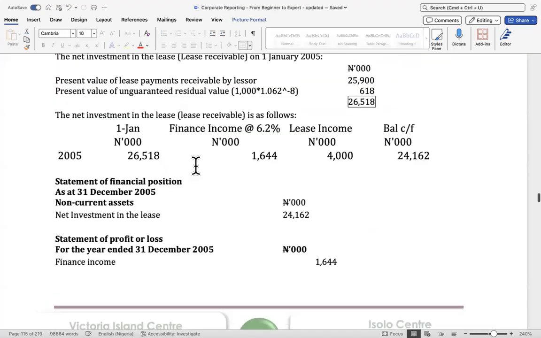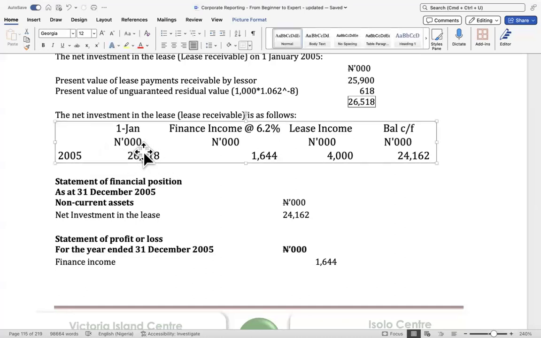So don't bother doing it for the 8 years. At the end of 2005, the lease receivable, or the net investment in the lease at the beginning, is 26,518. You do 6.2% of that 26,518, it gives 1,644. Then the lease rentals, which is 4 million. So by the time you add 26,518 plus 1,644 minus 4 million, that gives us 24,162.